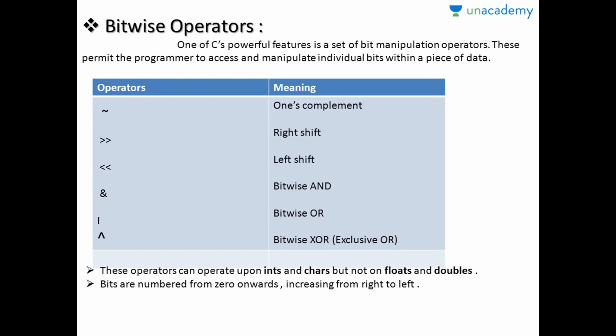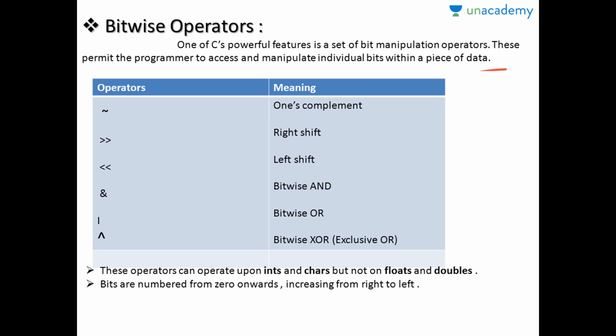Bitwise operators are one of C's powerful features, a set of bit manipulation operators. These permit programmers to access and manipulate individual bits within a piece of data. That means all the bitwise operators can be used within a small piece of data, which gives an effective program, and that is permitted in a program.